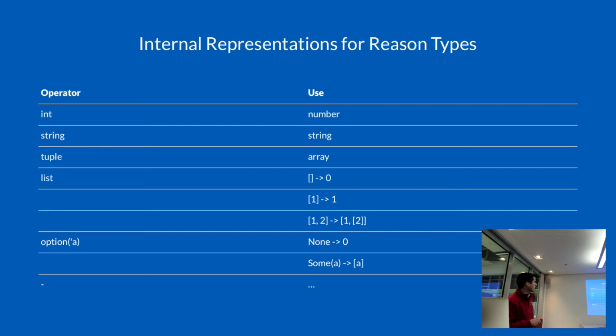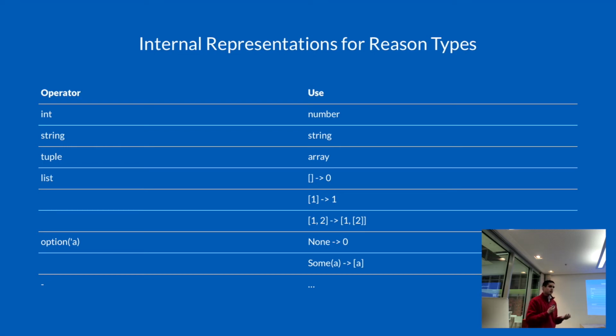And here you can see other internal representations. So ints are numbers, int64s are tuples, or an array really in JavaScript. Strings are just strings, tuples are arrays, lists are complicated. The idea with this slide is that there's a lot more types, a lot more weird conversions and a lot more simple conversions, but this is in the BuckleScript manual, by the way, if you want to check it out.